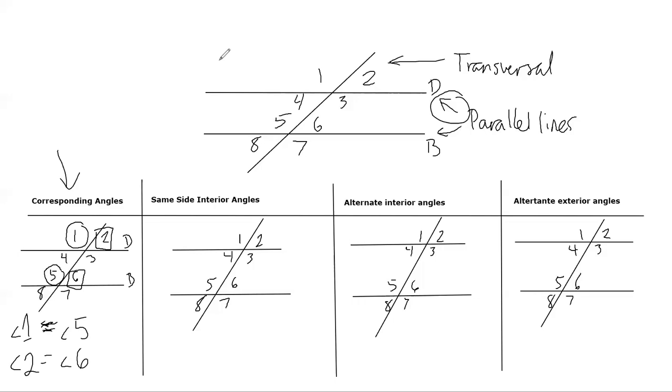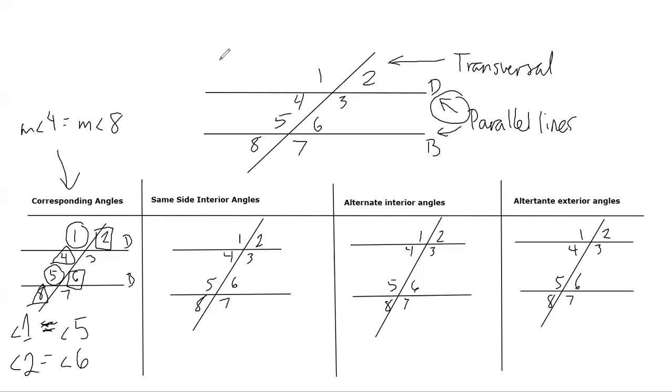Now, I seem to have run out of room here, but if you notice, measure angle 4 is also in the same position as measure angle 8. They're both on the lower half of line D and on the left side of the transversal, right? So let's do a triangle. 4 and 8 are in the same position, just on a different line, which means I'm going to write it up here: measure angle 4 is equal to measure angle 8.